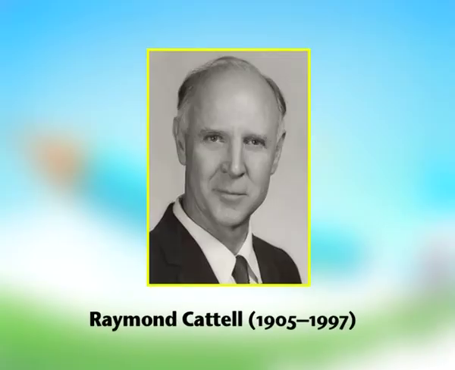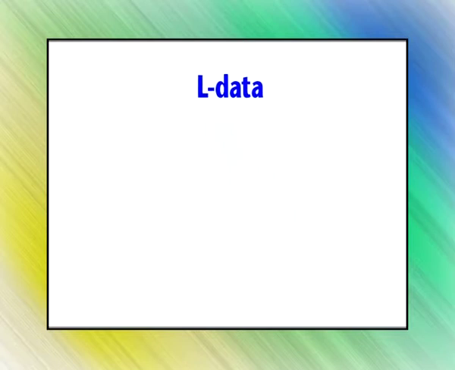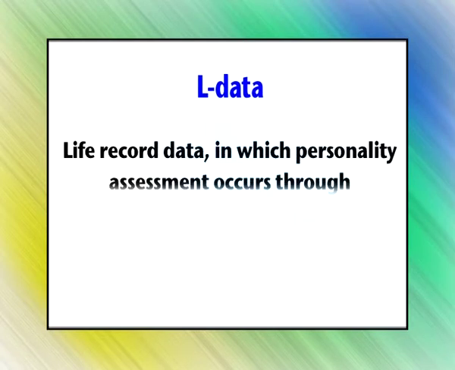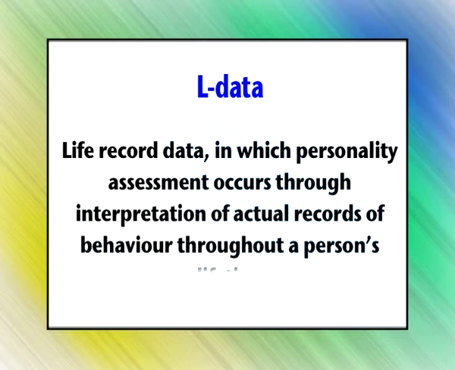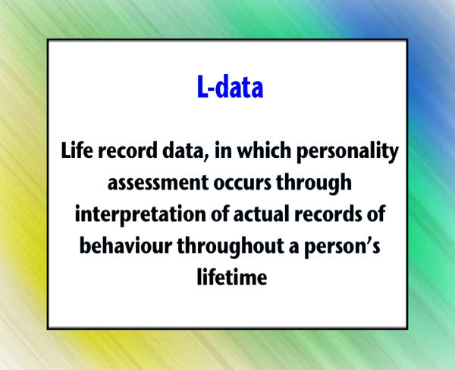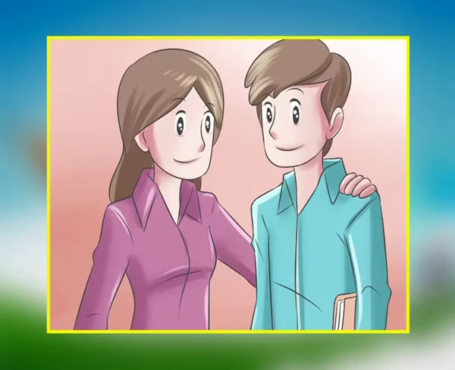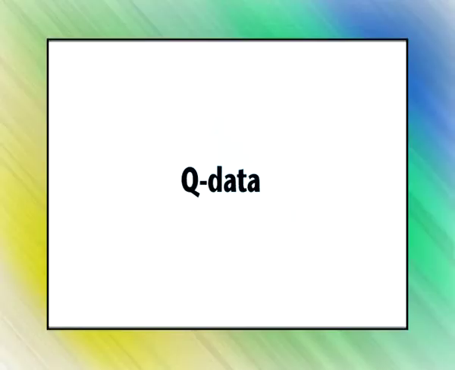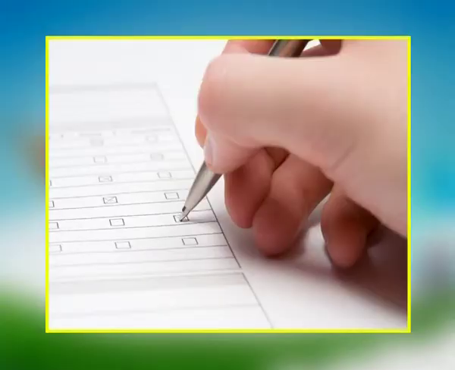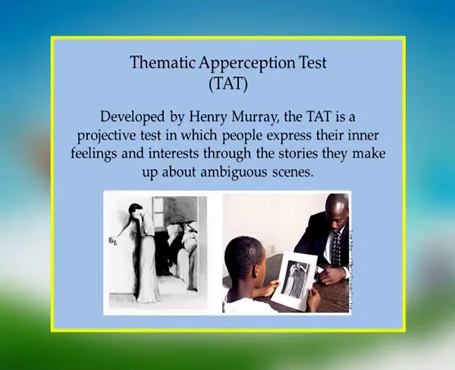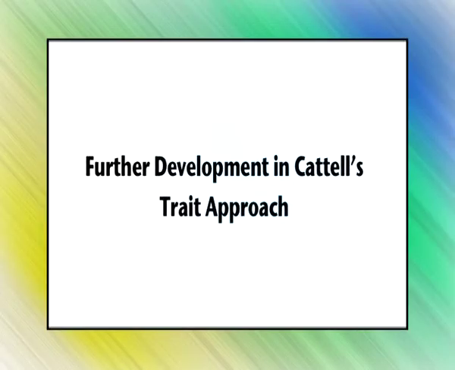Cattell's subsequent investigation yielded 3 types of data, which he categorized as follows. Number 1, L data pertains to life record data, in which personality assessment occurs through interpretation of actual records of behavior throughout a person's lifetime, for example, report cards, ratings by friends, etc. Number 2, Q data. This pertains to data obtained by questionnaire, for example, asking people to rate themselves on different characteristics. And the third, T data, which is objective psychometric test data, for example, the Thematic Apperception Test.